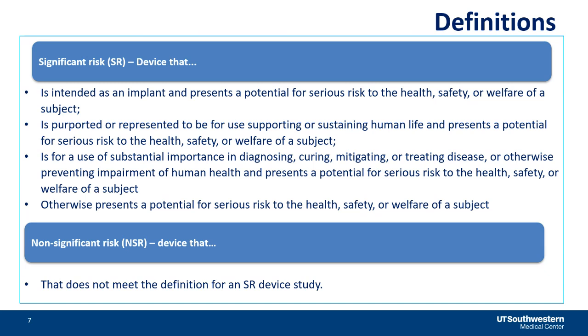Let's return to the examples I provided for Class 3 devices. Would you agree that a pacemaker supports life and presents a potential for serious risk to the health, safety, or welfare of a subject? I believe we would all say yes. Now let's move to the definition of a non-significant risk device. The FDA finally provides a simple definition, which is a device that does not meet the definition for a significant risk device. Pretty simple, huh?